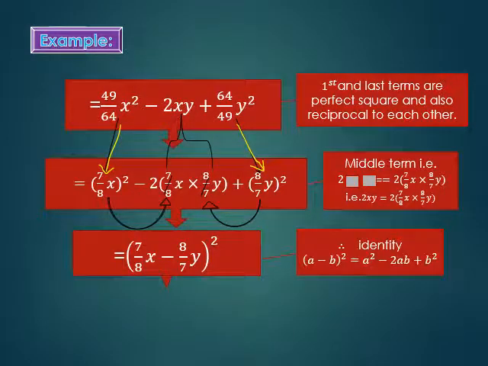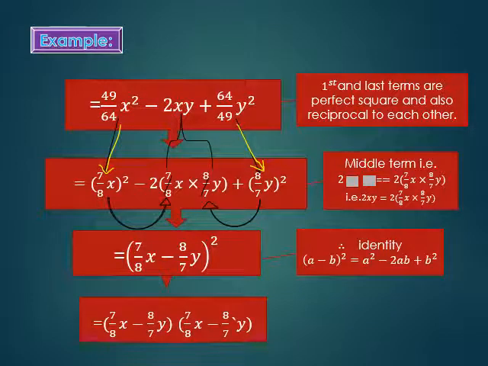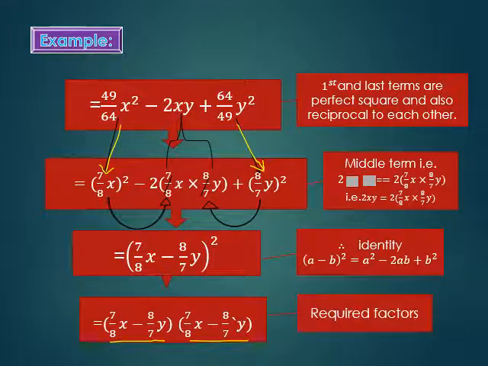Using the identity a minus b whole square, it can be written as 7 by 8x minus 8 by 7y whole square. So the required factors are 7 by 8x minus 8 by 7y and 7 by 8x minus 8 by 7y.